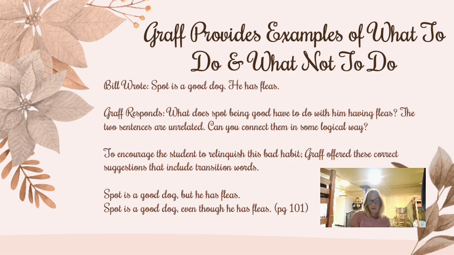Graff provides examples to us and to Bill of what to do and not to do when writing sentences without transition words. Bill wrote, for example, Spot is a good dog. He has fleas. And in the paper that Bill was composing, Graff responded to him, what in the heck does Spot having fleas have to do with him being a good dog? As you can see, it's kind of a disjointed thought process, and it makes it harder for our readers to understand what we're talking about.